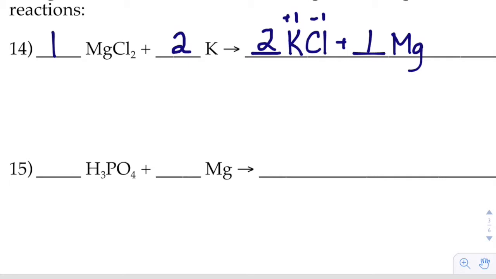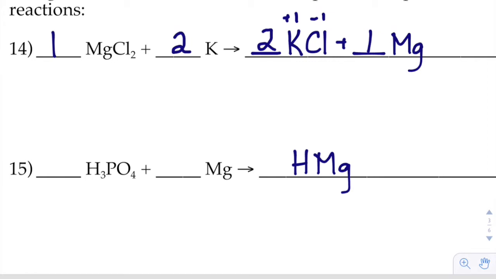Hydrogen's a nonmetal, but hydrogen's the only nonmetal that makes positive charges, right? All the other nonmetals make negative charges. Hydrogen makes positive charges. You will know if you've put the wrong things together when you go to check the charges of your new compound. Let's just say you goof up and you try to put H and Mg together.